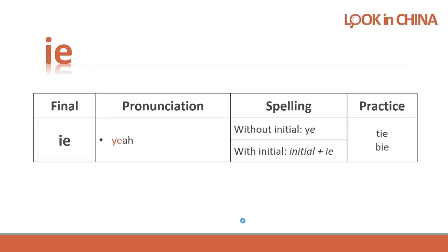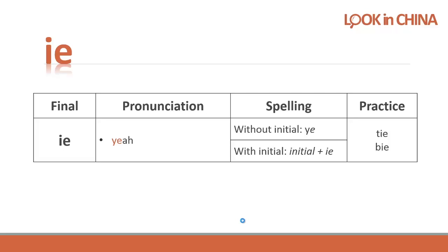This compound final is ye. It starts off as E, and then it gets into E, like egg. Ye. As with all other finals that begin with the letter I, if this is not preceded by an initial, we spell it as Y-E. And if there's a beginning consonant, then it's just the initial plus I-E.